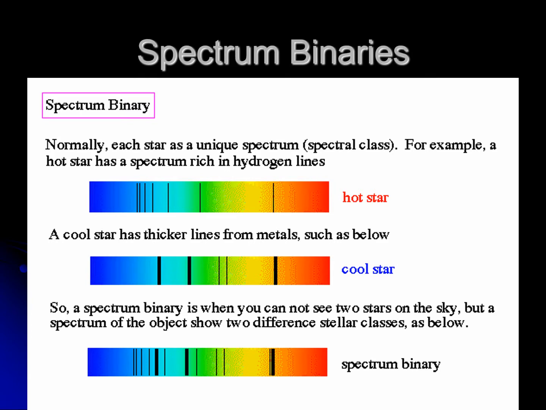There's also something called a spectrum binary. A spectrum binary is a binary star in which you know there's more than one star there because the spectral lines are not the spectral lines of just one star. For example, you have a hot star and a cool star. A hot star gives you certain kinds of spectral lines, and a cool star gives different spectral lines. If the two stars are really close together, you might have a spectrum that's a mixture of the two. The star can't be both hot and cool, and so you realize that it's really two stars there.